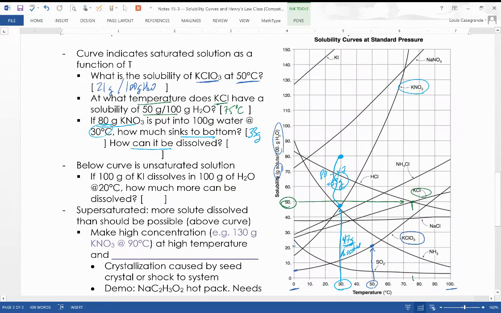Taking that temperature, and if I raise that temperature up at least to, what temperature is that? That looks like about 48 degrees. Increase the temperature, so greater than or equal to about 48 degrees Celsius, then that 80 grams will dissolve, because 80 grams is the solubility limit. That's the solubility of KNO3 at 48 degrees C.